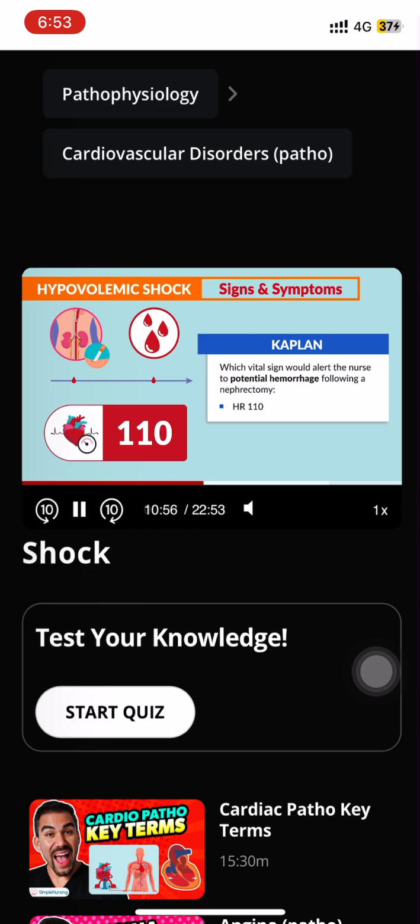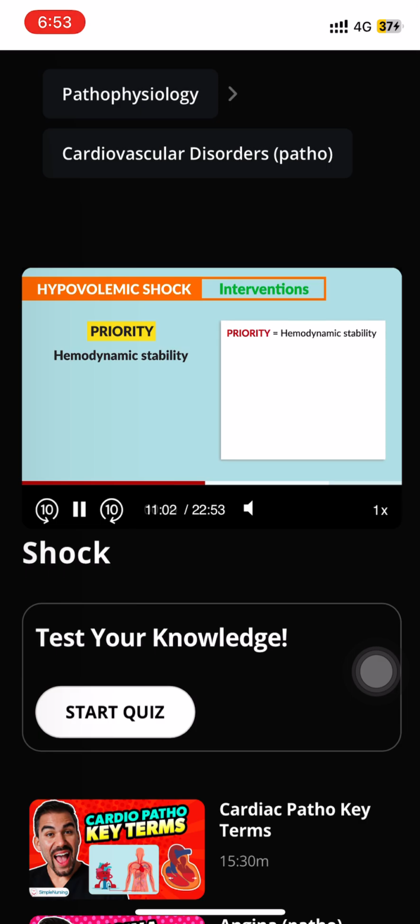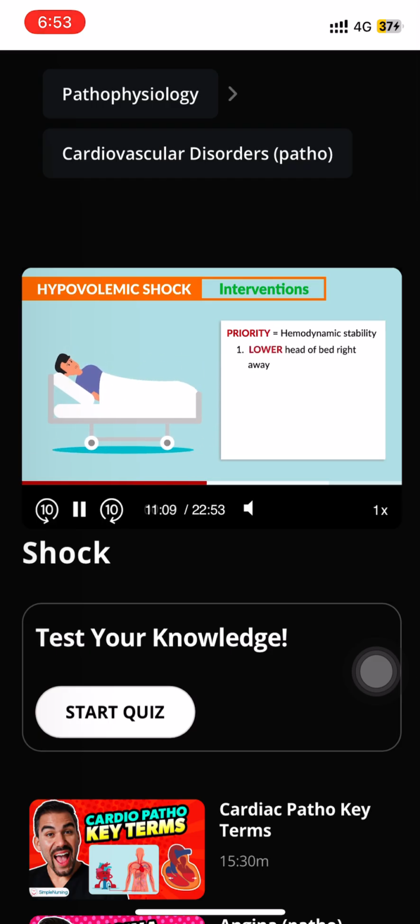Yes, that's tachycardia over 100 beats per minute. Now, as far as the interventions, the priority is hemodynamic stability. Fancy words for getting that blood pressure up. So number 1, we have to lower the head of the bed right away. Huge NCLEX tip right there, so write that down.